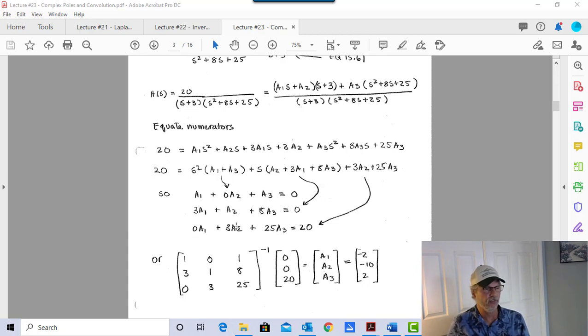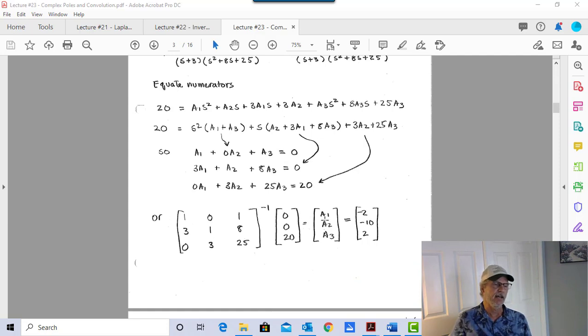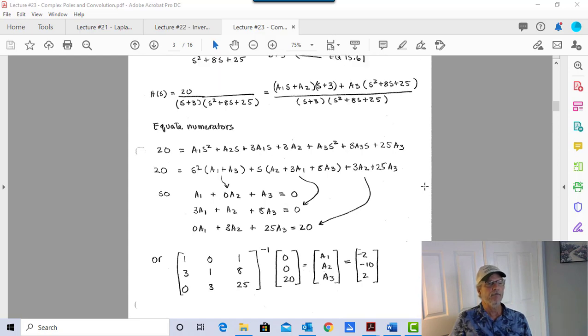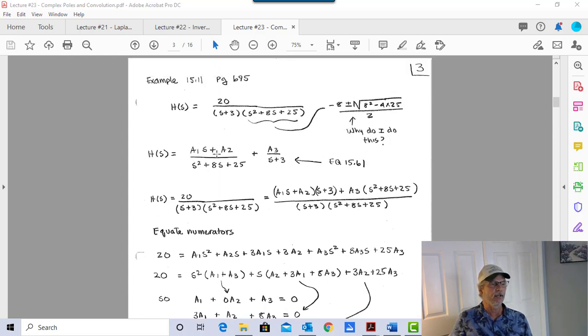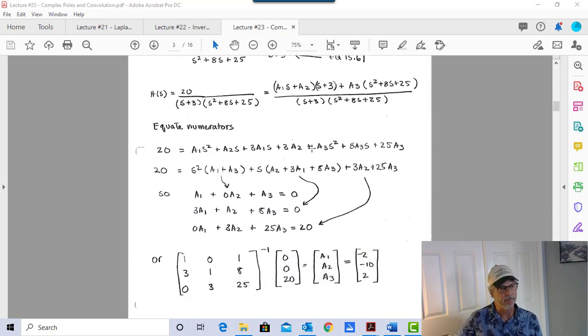0a1 plus 3a2 plus 25a3 equals 20. I shove that into my matrix. I use my calculator, and out pops a1, a2, a3. Now remember, I did this all in one big fell swoop here. And that works for me. It really wasn't that hard.